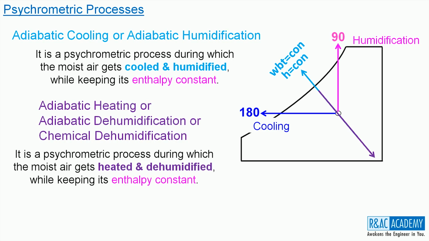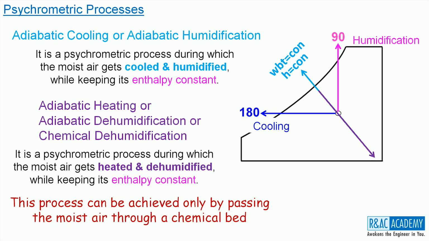It is defined as a psychrometric process during which the moisture gets heated and dehumidified while keeping its enthalpy constant. We can have the air heated and dehumidified in 2 separate processes. Like, we can have the air dehumidified first and then heated to the required temperature. But during adiabatic heating process, both heating and dehumidification of moisture will happen in one pass only. And that is possible only when the moisture is passing through a chemical bed.